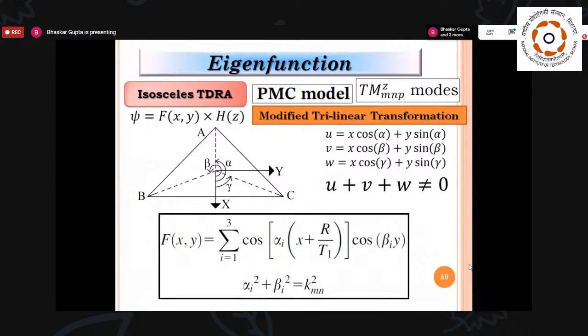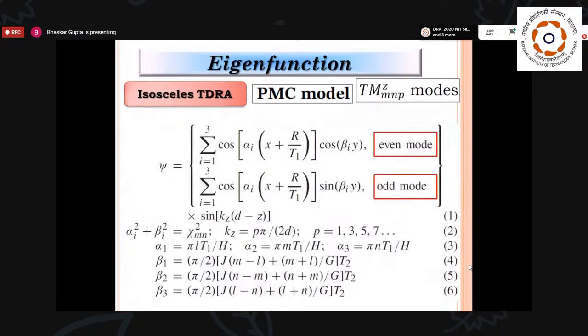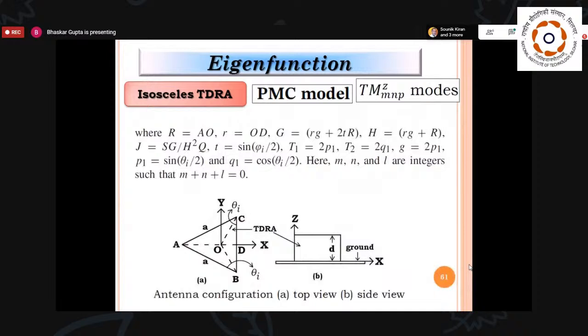The formulation is shown here, and here is once again the eigenfunction, but remember, this is a perfectly symmetric structure. So there can be even modes and odd modes, with two different forms of the eigenfunction. You see, for even mode in cosine form, for odd mode in sine form, the y variation is like that. X variation is both ways symmetric, that is cosine. And you look at this, everything is explained here.